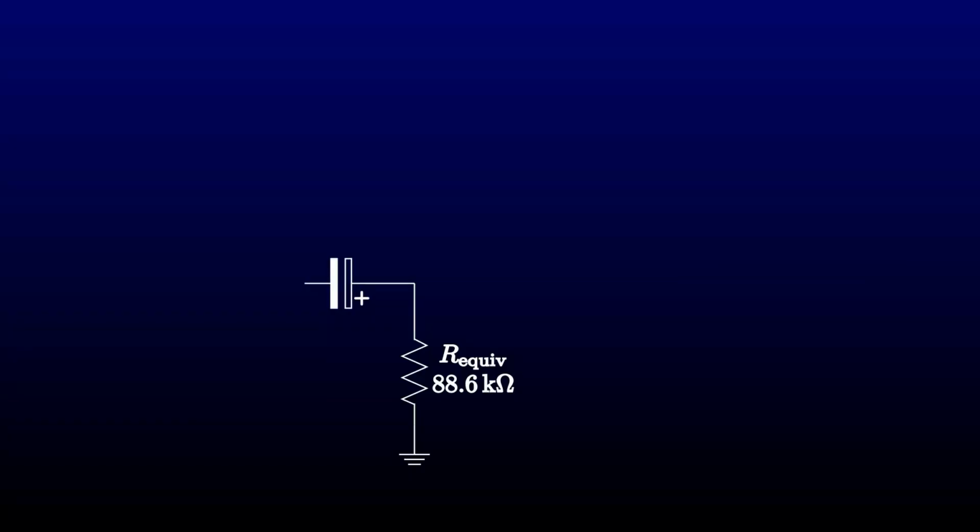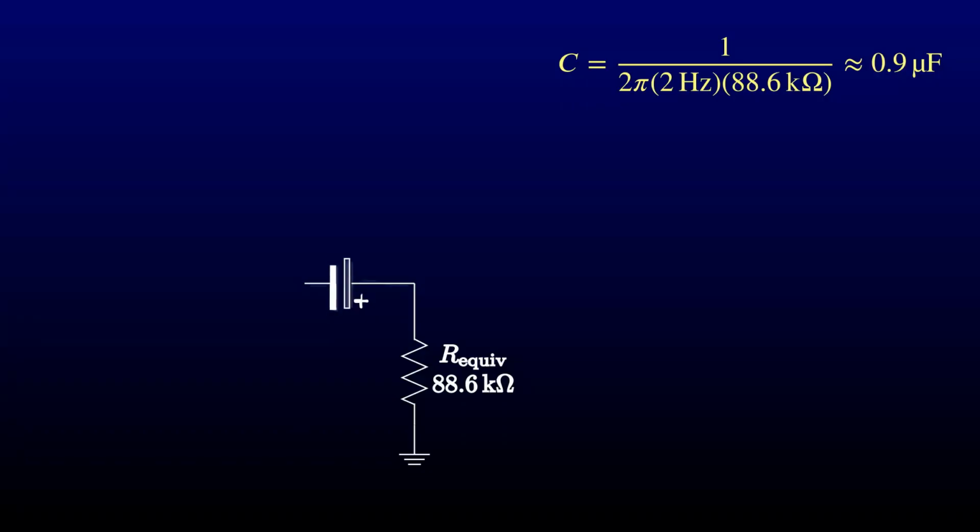Let's add the blocking capacitor now. Once again, we've got a high-pass filter. Once again, I'll design to a corner frequency of 2 Hz. I get a desired capacitor value of a little under a microfarad. A bigger capacitor is fine. I know I have a whole lot of 1 microfarad ones in my box. I'll use one of those.